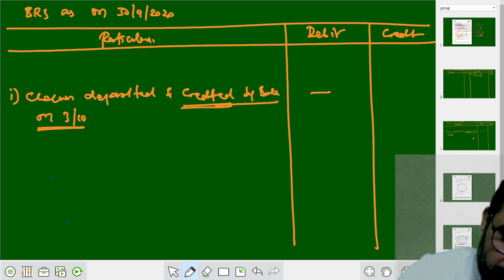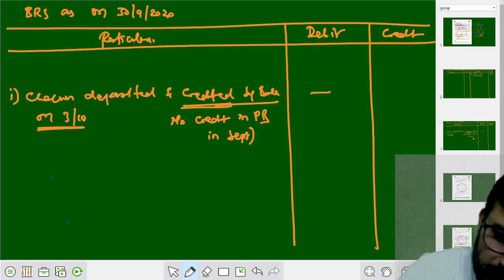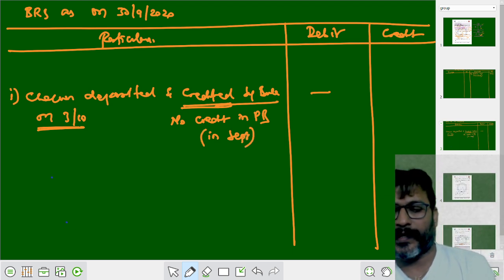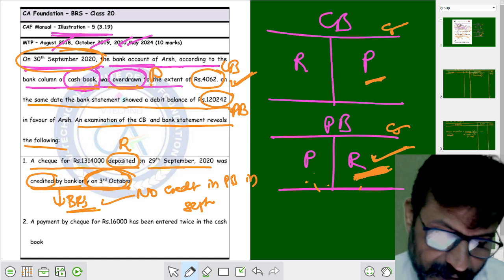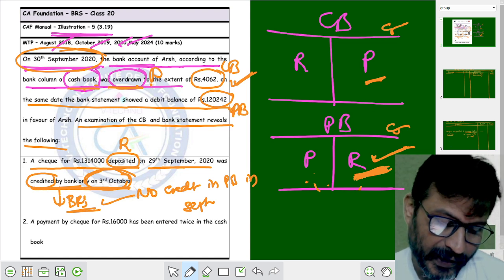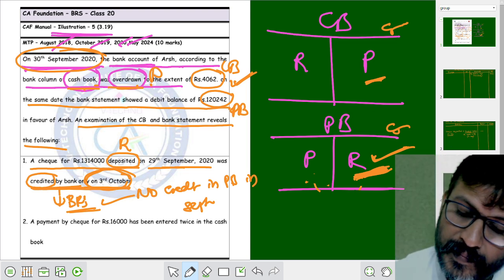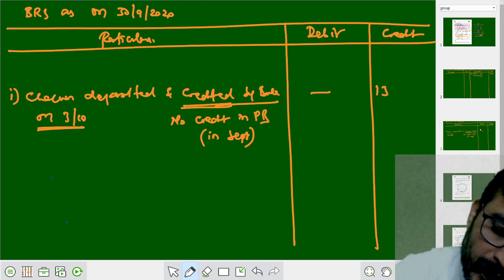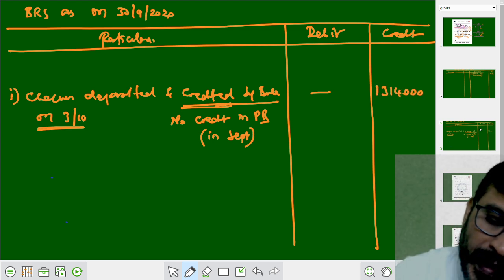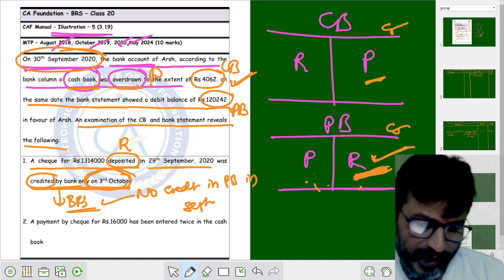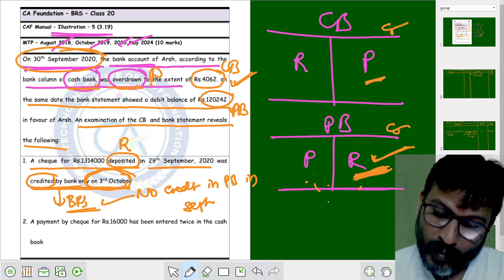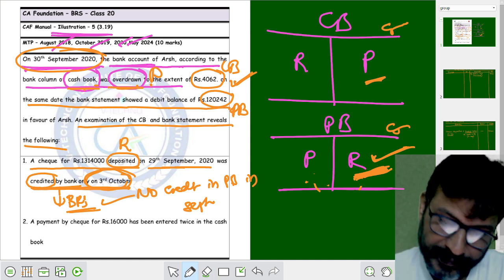It means no credit in passbook in September. We have to take it on the credit side only. What was the amount, my dear children? 13 lakh 14,000. I hope you got it right. See the next one. What happened here?